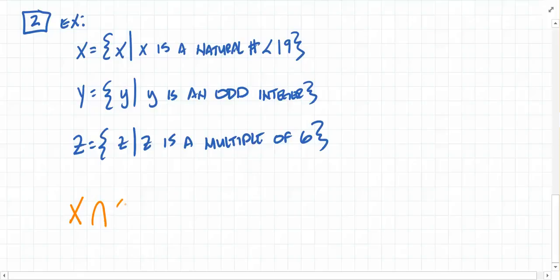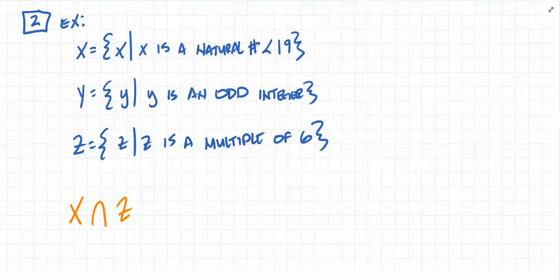Am I talking about the union or the intersection? I'm talking about the intersection, right? X and Z. So I'm asking myself, what is in both? What is common? This means and. What is in set X that is also in set Z? Do we know? 18. 18 is one of them. Yep, give me another one. 12 is one of them. True, give me another one. 6. Are there any more? No, there are no more, right?